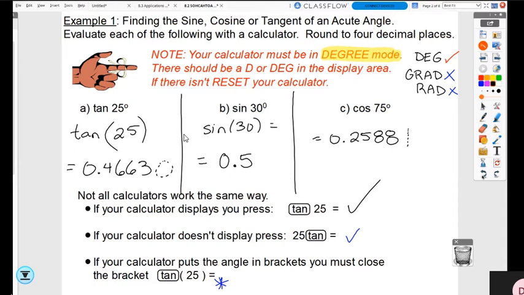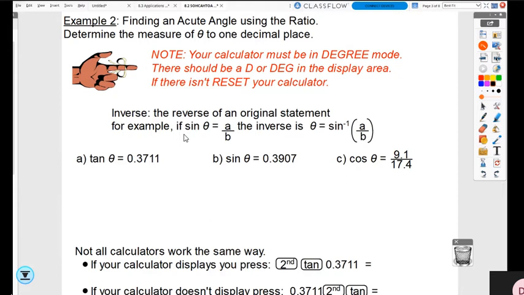Let's go a little bit more here. How about finding an angle? Again, your calculator must be in degree mode. You got to have that big capital D, or it says DEG on the display area. And if it's not there, there's a reset option on your calculator.